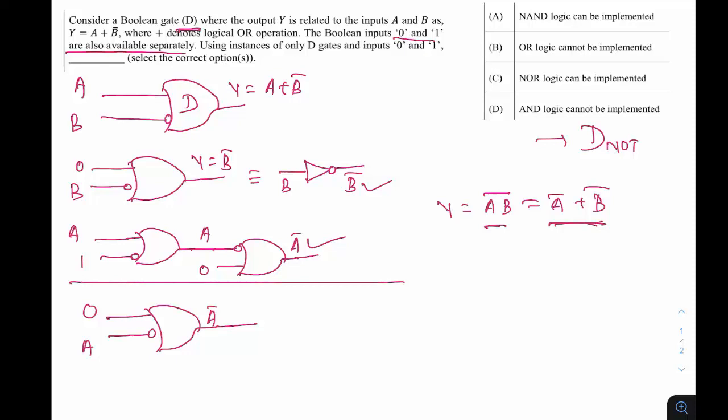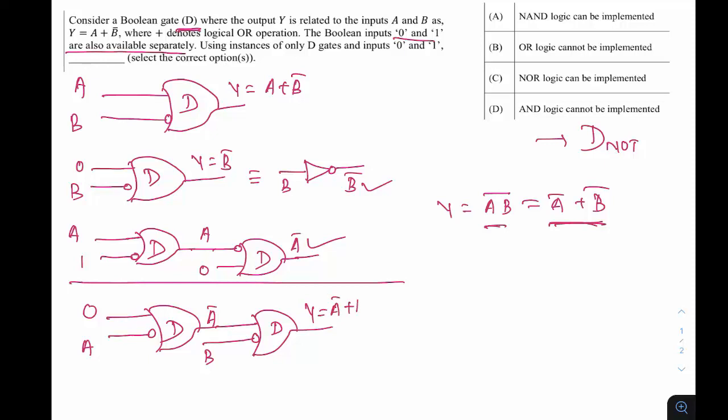Then you need A bar plus B bar. So here I'm again taking the same gate one more time. This is gate D, this is gate D, these are all the same gate D. So this is A bar, and here I'm giving B. What is the output Y you will get?